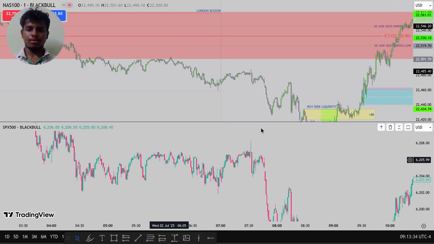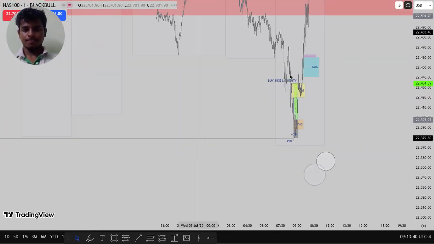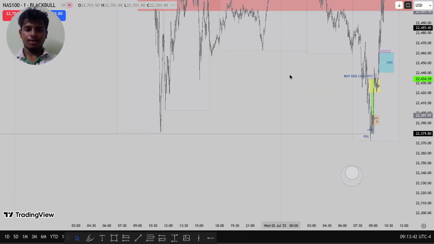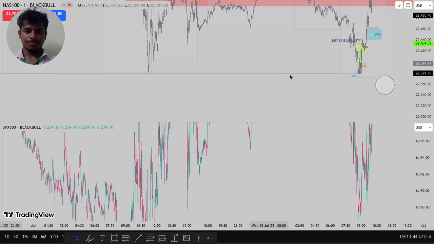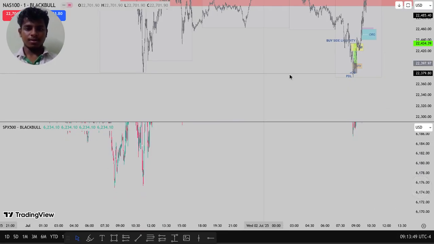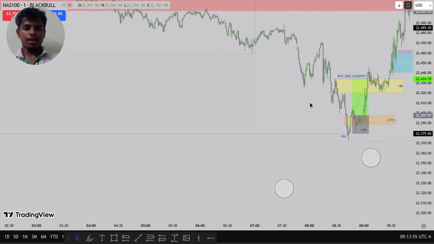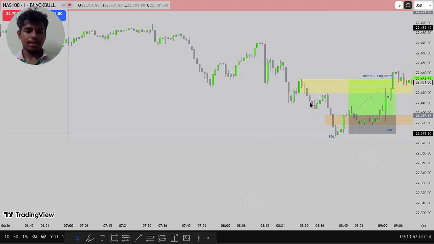Here's SMT, and this previous day low also SMT. Yes, now you can see this low is also SMT. That's why I enter the trade.